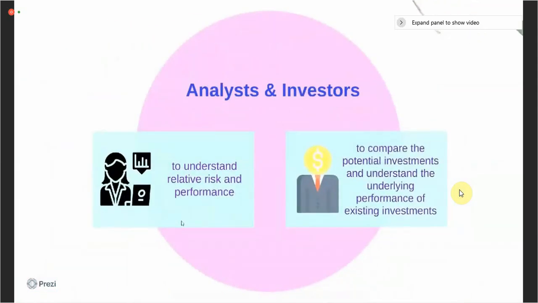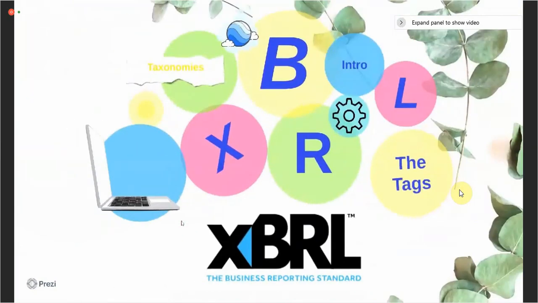Analysts use the SBRL reporting to understand relative risk and performance. Meanwhile, investors use the SBRL to compare potential investments and understand the underlying performance of existing investments. So I guess that's all from me. Next, I will pass to my friend Auni to explain more about the benefits of SBRL. Thank you.